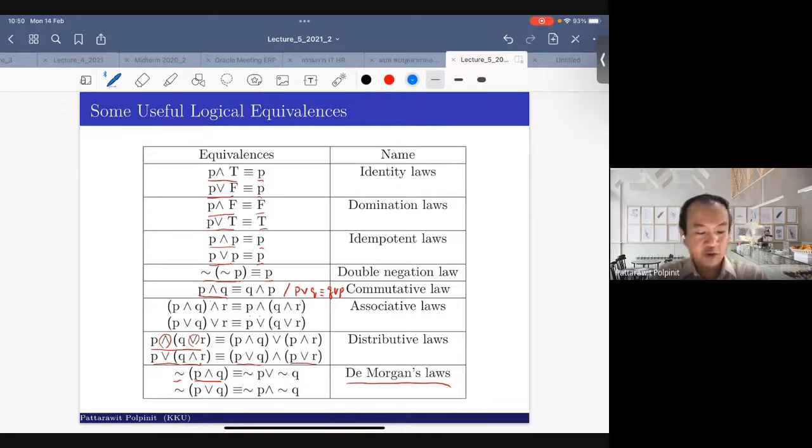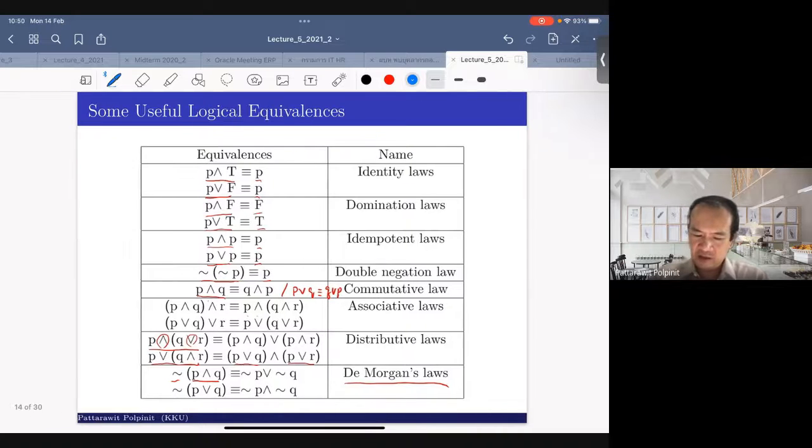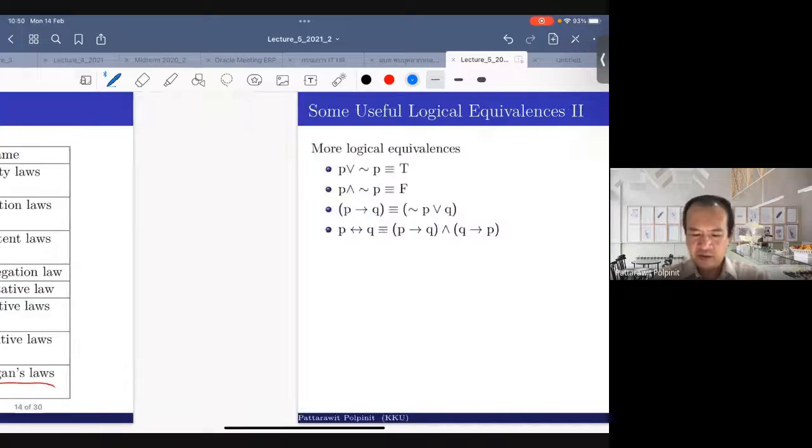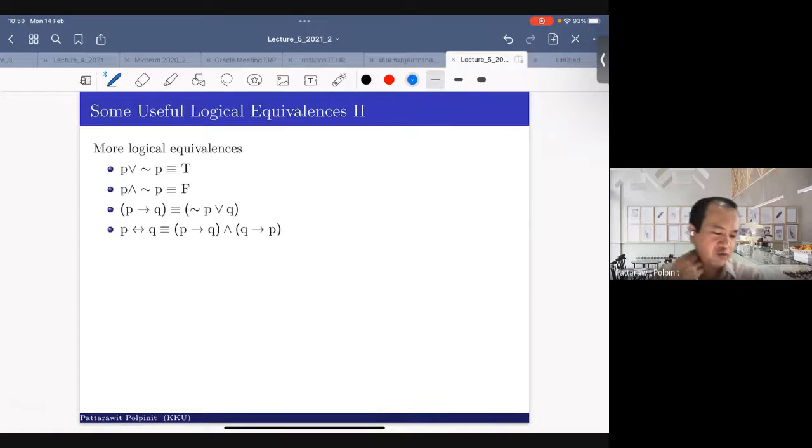Okay, as always, you don't have to remember all these. In your exam, or when you need to use it, you can open your book and check the table anytime you want. A few more that are quite useful: when you have P or negation of P, you always get true. And P and negation of P, you get false. This is very important. If you have P implies Q, you get negation of P or Q. And if you have P if and only if Q, you get if P then Q and if Q then P.